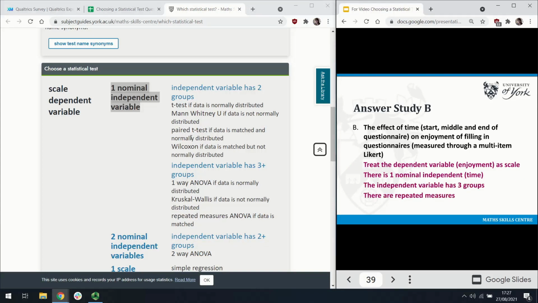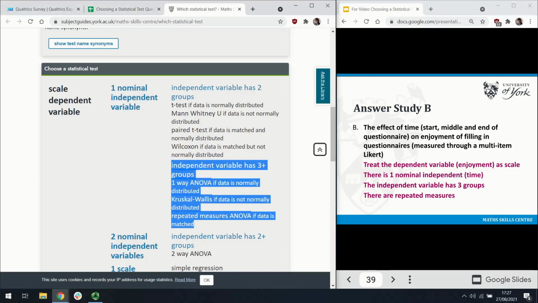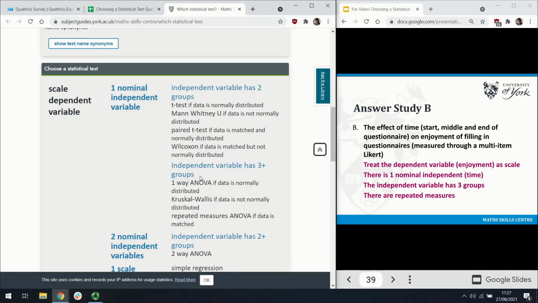The independent variable this time has 3 groups. So this is a section where we have 2 groups. Now that we've got 3 plus groups, we're in this section here. So we know that it's one of these questions, and we have repeated measures. This table assumes that if the test doesn't say that it's for repeated measures, then it's not for repeated measures.